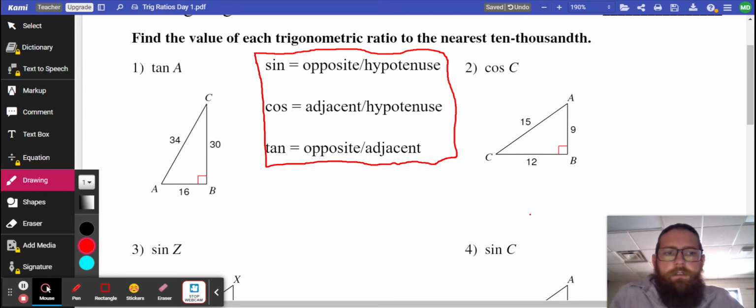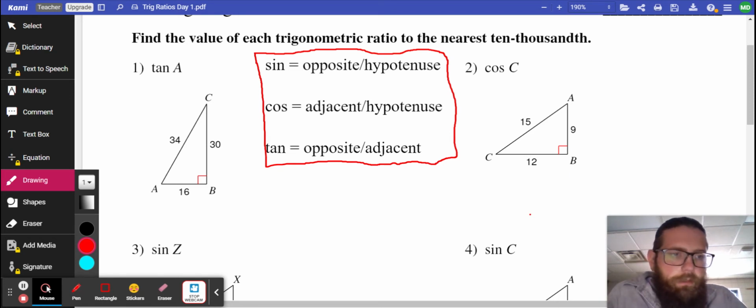Sine, cosine, and tangent is just asking you to take two sides of a triangle and divide them. Which two sides you take depends on whether you're using sine, cosine, or tangent. So if you're going to use sine, S-I-N, you're going to divide the opposite and hypotenuse legs. If you're going to use cosine, you're going to divide the adjacent and hypotenuse. And if you're going to use tangent, you're going to divide the opposite and the adjacent.